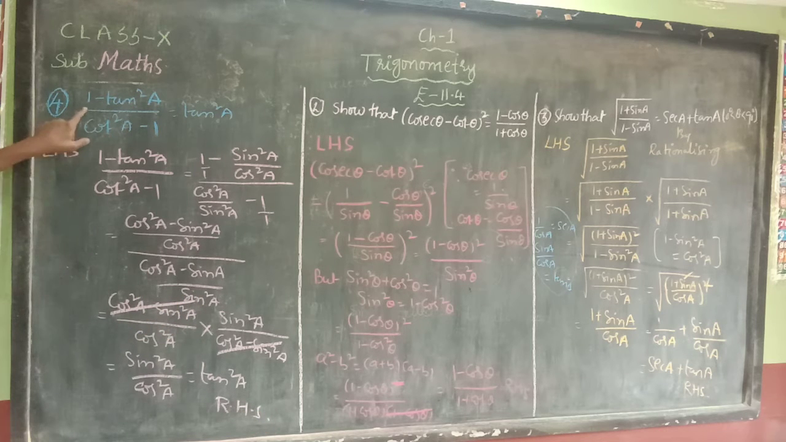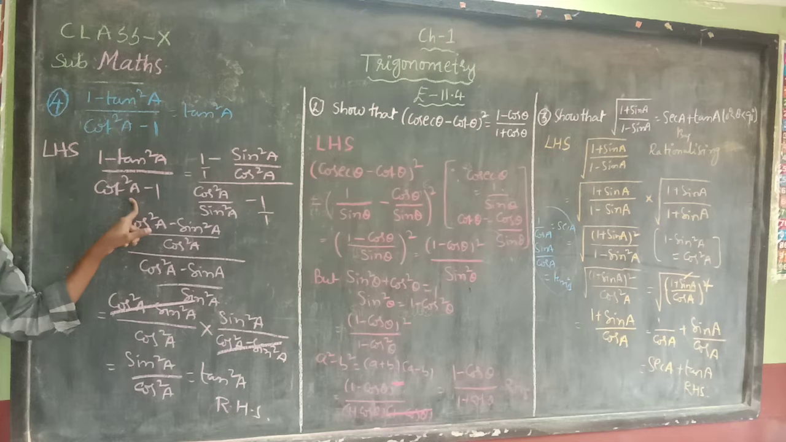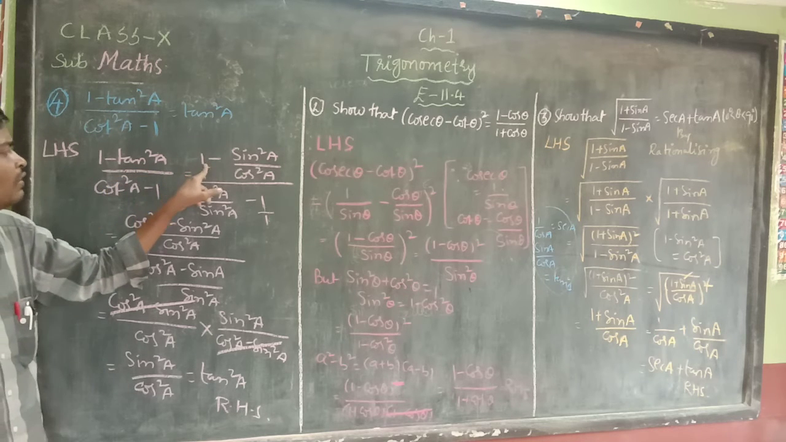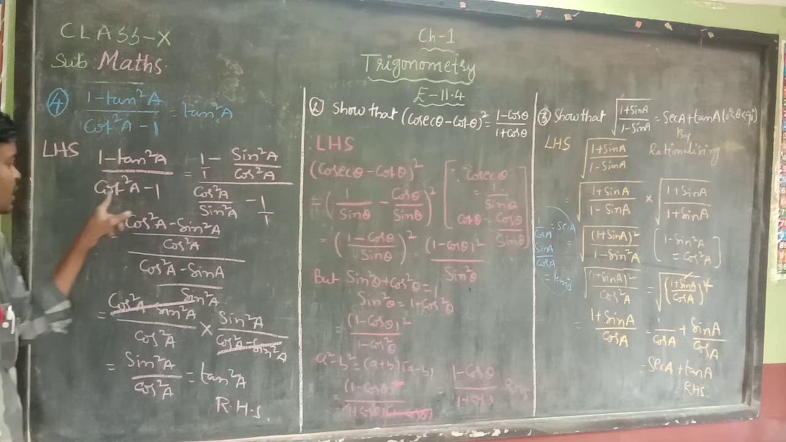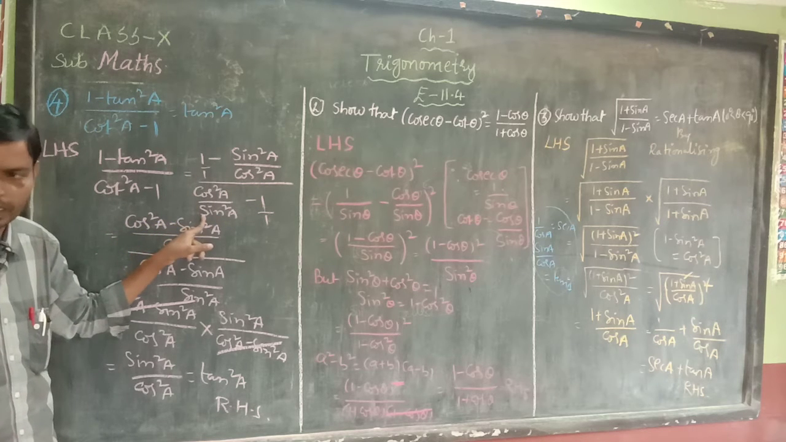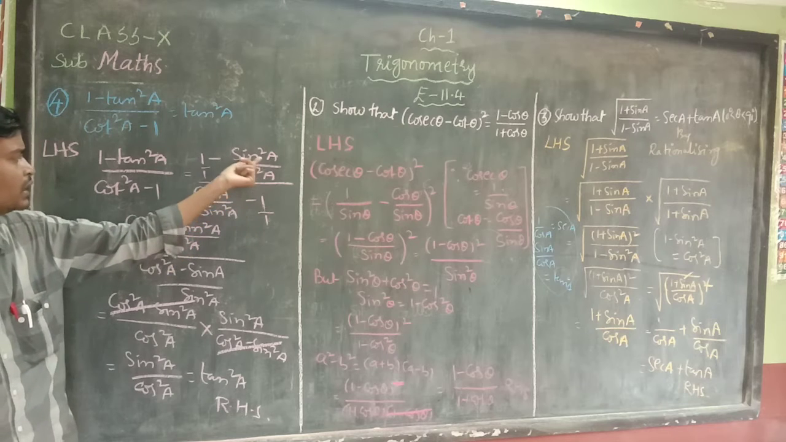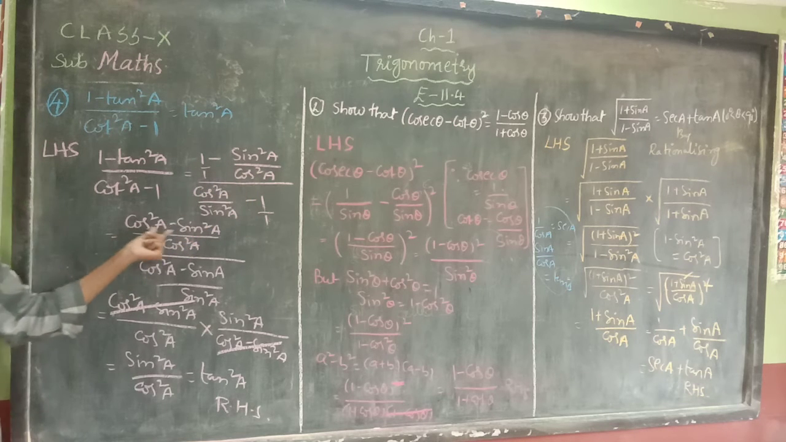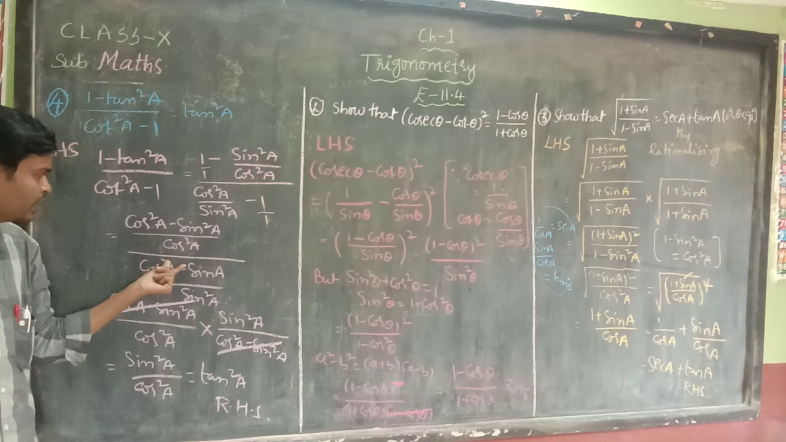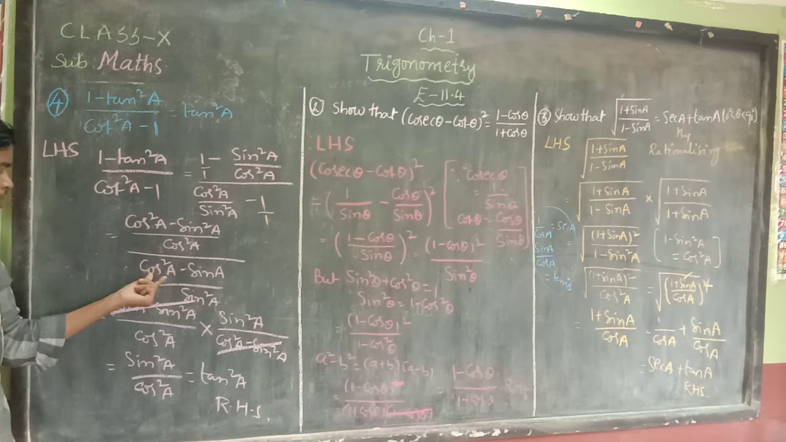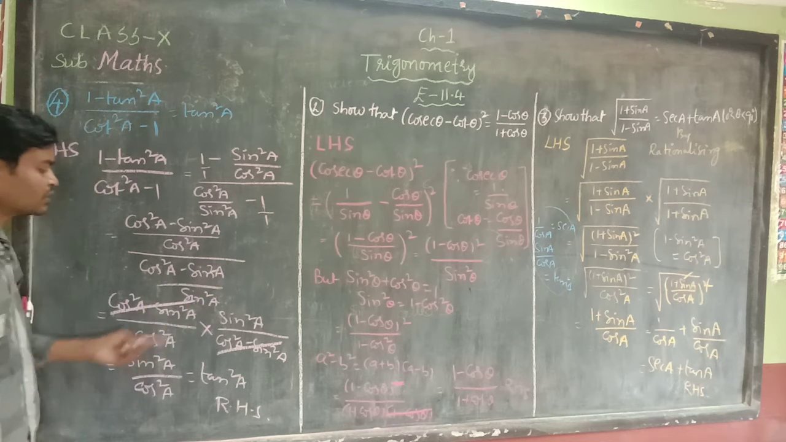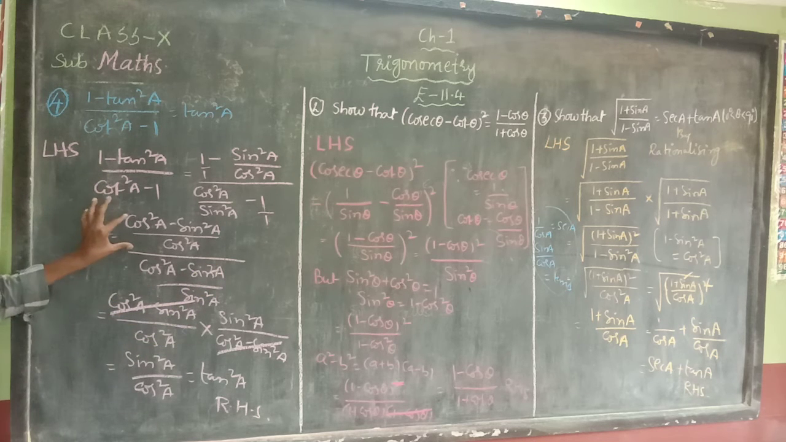What is sin square a by cos square a? It is nothing but tan square a, which is RHS. Once again let us revise this. 1 minus tan square a by cot square a minus 1. So LHS we are taking. This tan square a I am writing as sin square a by cos square a, and this cot square I am writing as cos square a by sin square a. In this the LCM is cos square a, therefore cos square a minus sin square a by cos square a, divided by, in this the LCM is sin square a, therefore cos square a minus sin square a by sin square a.